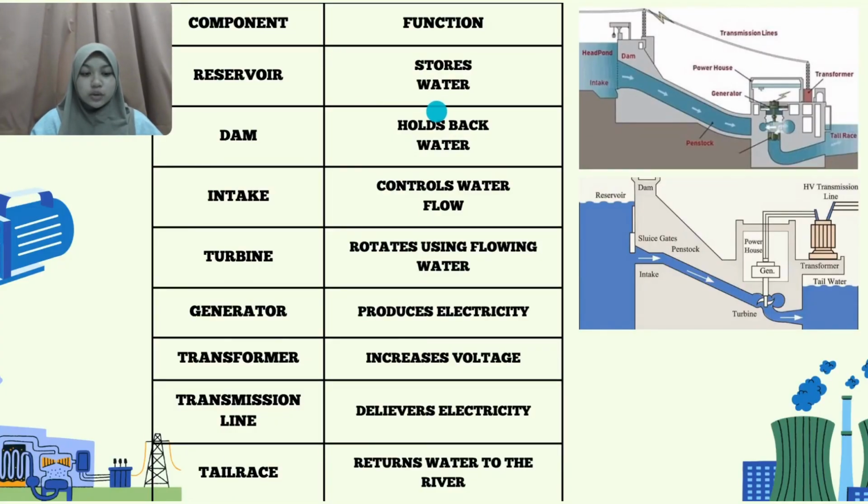So this figure shows the main components of a hydroelectric power plant. First, the reservoir stores water while the dam holds it back. The intake controls the water entering the penstock. And then the flowing water rotates the turbine, which drives the generator to produce electricity. The transformer increases the voltage before the electricity is transmitted through the transmission lines. Finally, the water flows back to the river through the tail race.